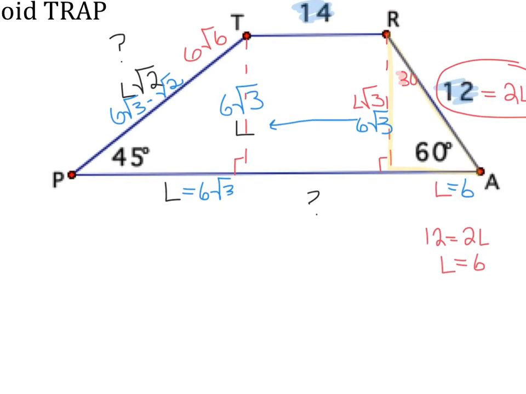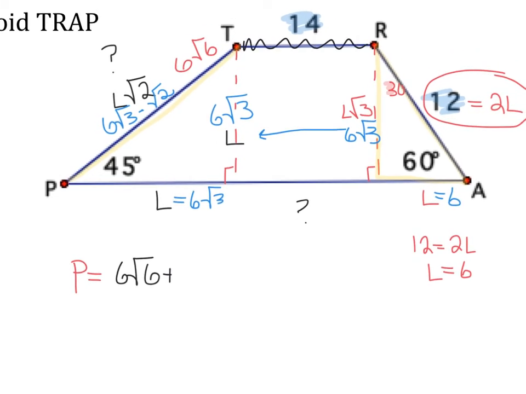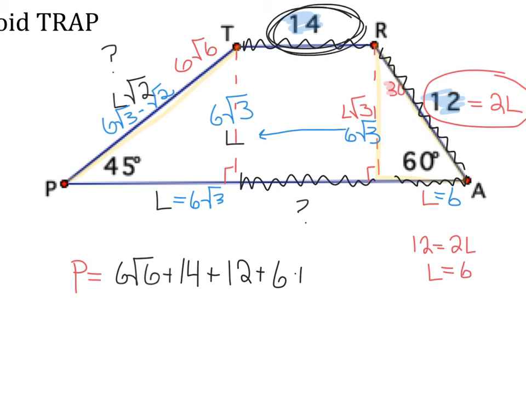So now we have everything we need to find the perimeter. Let's go ahead and add up all the sides. So the first side I'm going to add here, PT, is 6 root 6, plus top piece over here, 14, plus this side, 12, plus this little piece, 6, plus what would this piece equal? Well, if up here is 14, if I bring that down, this segment is also going to be 14, plus, last one, 6 root 3.